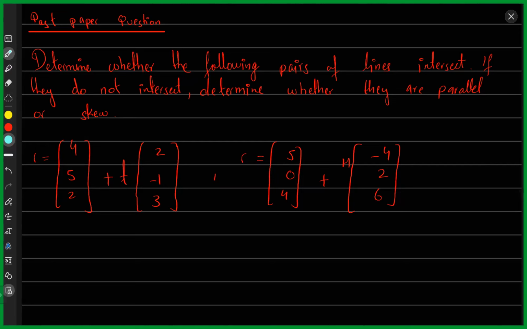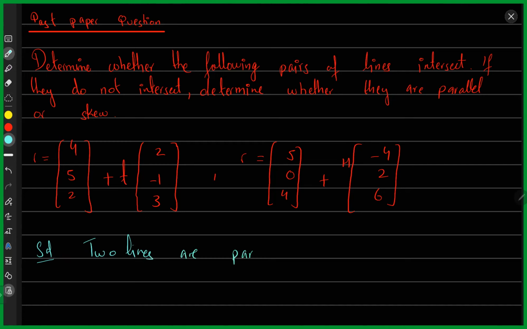Okay. So we need to determine if the lines intersect or not. And for that, the idea is the same. We know that whenever two lines are parallel or skew or even coincident, they do not intersect. Like for coincident, technically you can say they intersect, but they're intersecting at a lot of points. So for now, let's stick to parallel or skew. Okay. So let's check if the two lines are parallel or skew.